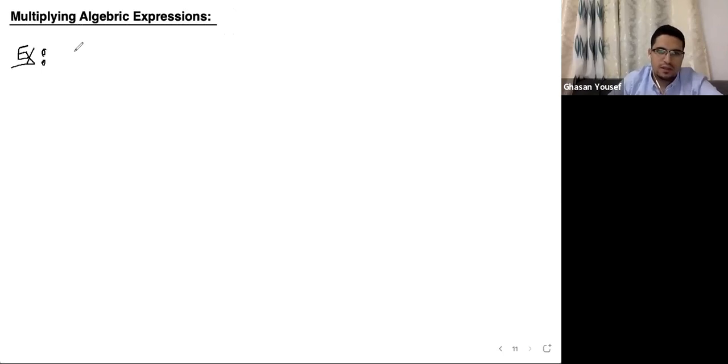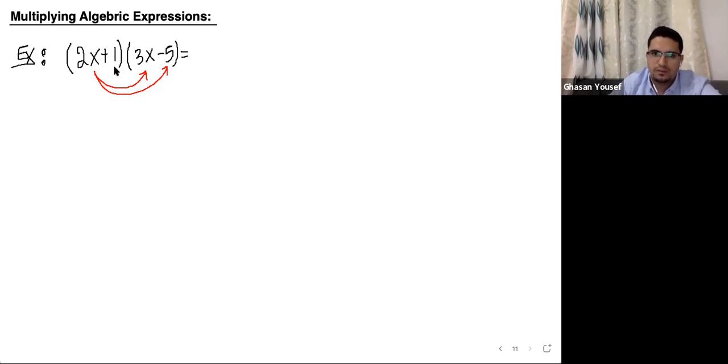So the example is multiplying the two polynomials: 2x plus 1 times the other polynomial, 3x minus 5. So for distributing, first thing, when you see two polynomials multiplied together, you have to use the distributive property we learned from the first class. So we distribute the 2x inside the second parentheses, and we have to distribute also the 1 with the second parentheses like this.